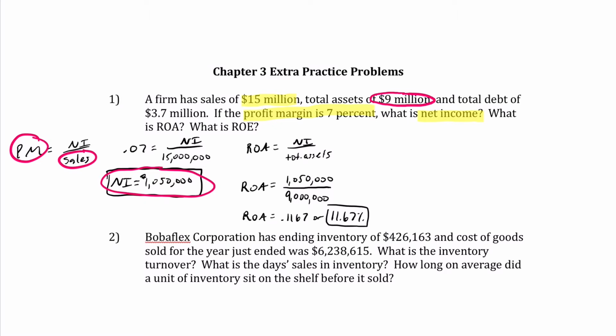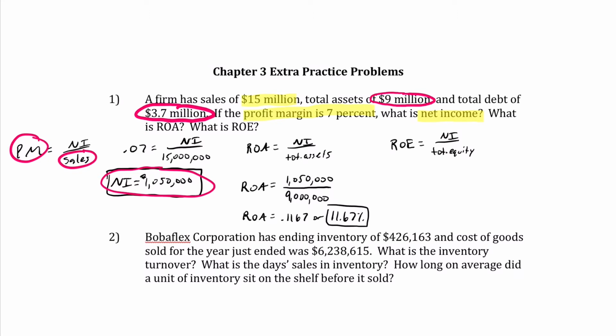Last up is ROE. The equation for ROE is net income over total equity. Before we even start this problem, we see that they do have total debt of 3.7 million. As discussed in the lecture video, anytime a company has any type of debt, their ROE is going to be more than their ROA. So we know that this ROE is going to be greater than 11.67% because they're utilizing debt in their capital structure.